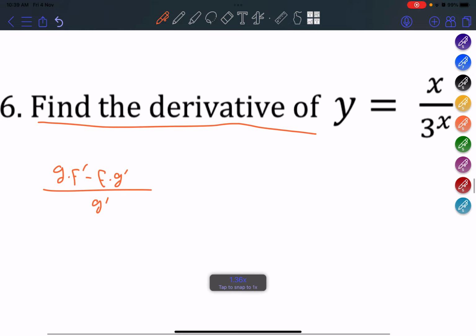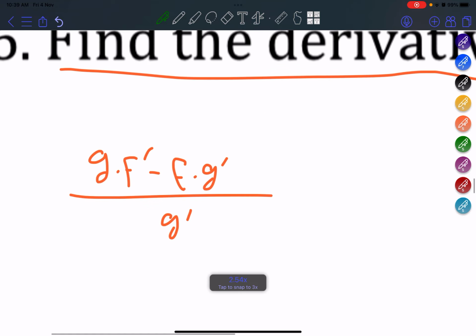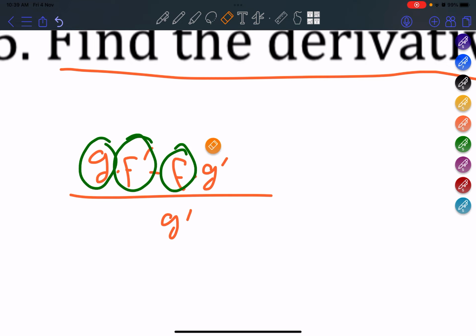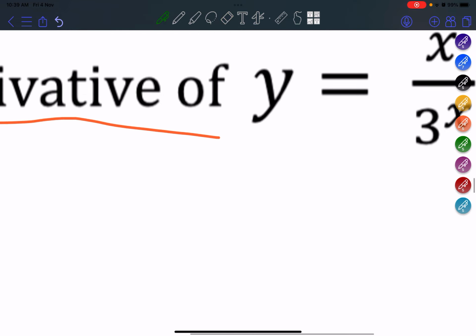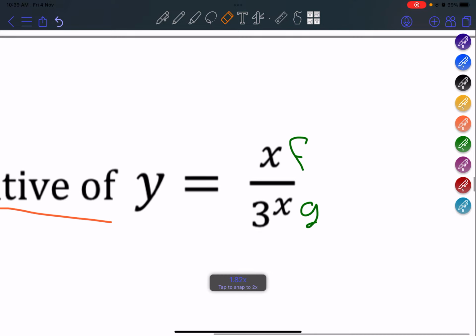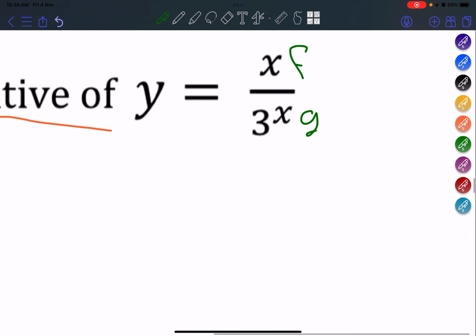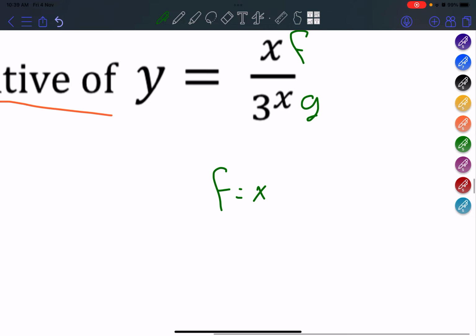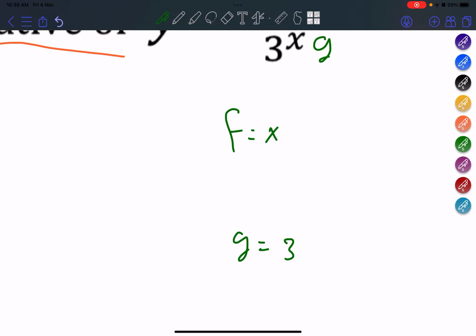So what is g here? Let us first identify what is f and what is g, what is f prime and what is g prime. Okay, so in the numerator this will be our f, and in the denominator it will be g. Now we've identified the first two variables, which is f, and that will be x, and g, and that will be 3 power x.